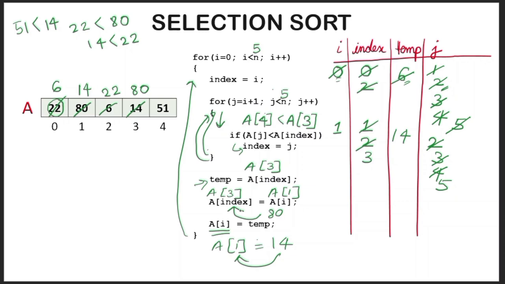So this is after your second pass of the algorithm. Now we go to the outer for loop and increment the value of I.